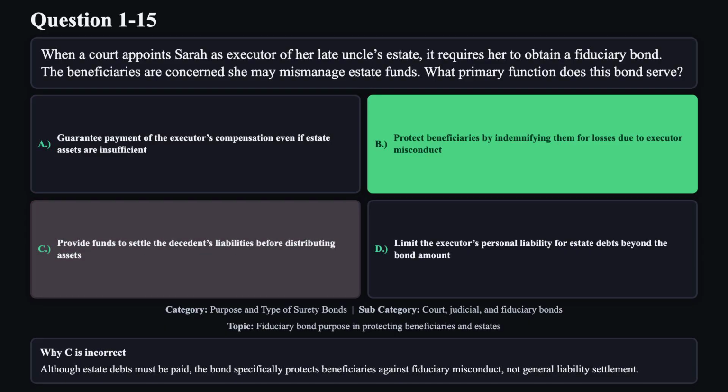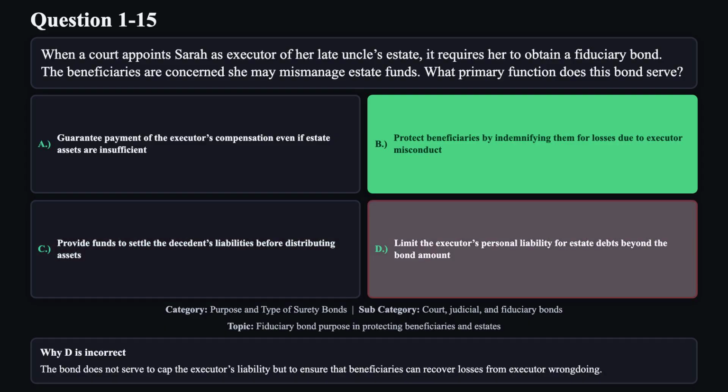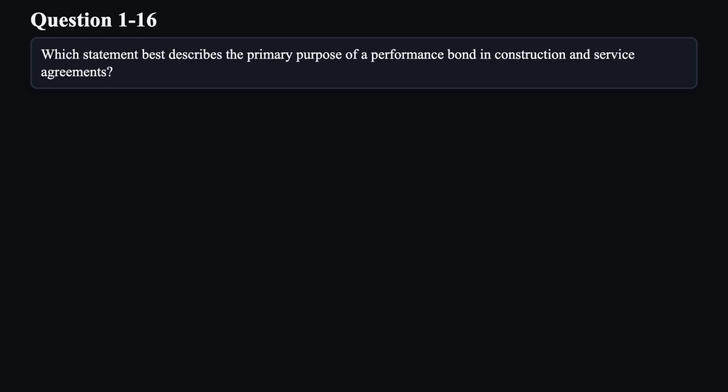Reason C is not correct. Although estate debts must be paid, the bond specifically protects beneficiaries against fiduciary misconduct, not general liability settlement. Reason D is not correct. The bond does not serve to cap the executor's liability, but to ensure that beneficiaries can recover losses from executor wrongdoing. Question 16. Which statement best describes the primary purpose of a performance bond in construction and service agreements?